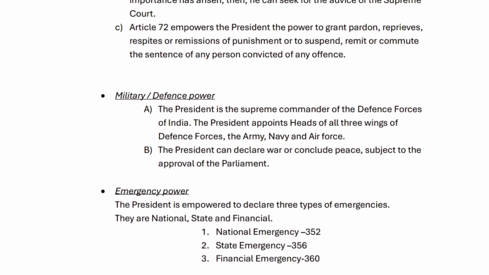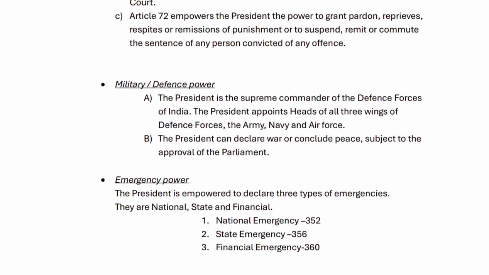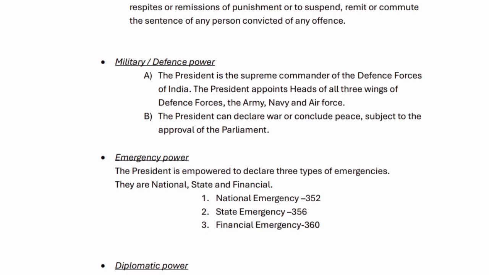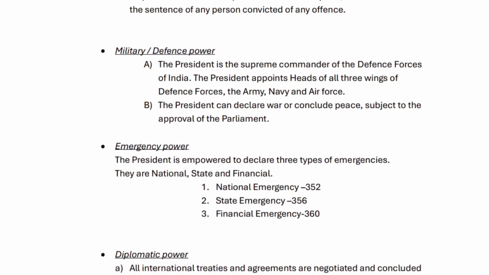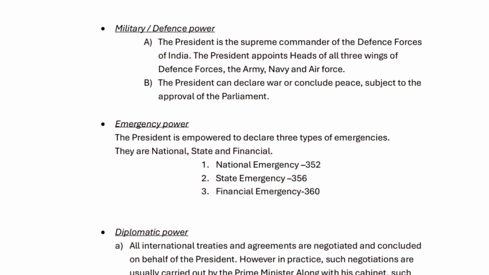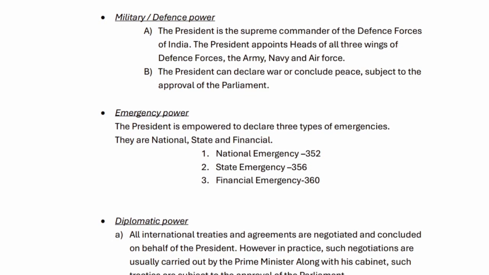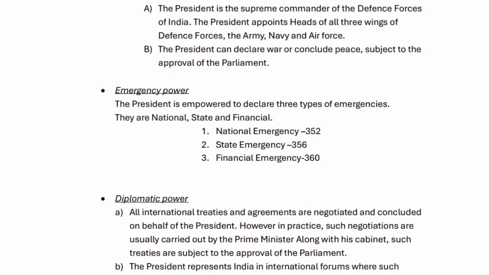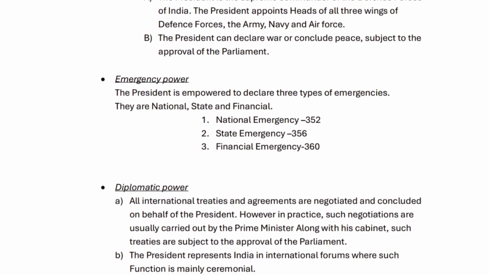Military defence power. A. The President is the Supreme Commander of the Defence Forces of India. The President appoints heads of all 3 wings of defence forces, the Army, Navy and Air Force. B. The President can declare war or conclude peace, subject to the approval of the Parliament. Emergency power. The President is empowered to declare 3 types of emergencies. They are national, state and financial. 1. National emergency - 352. 2. State emergency - 356. 3. Financial emergency - 360.